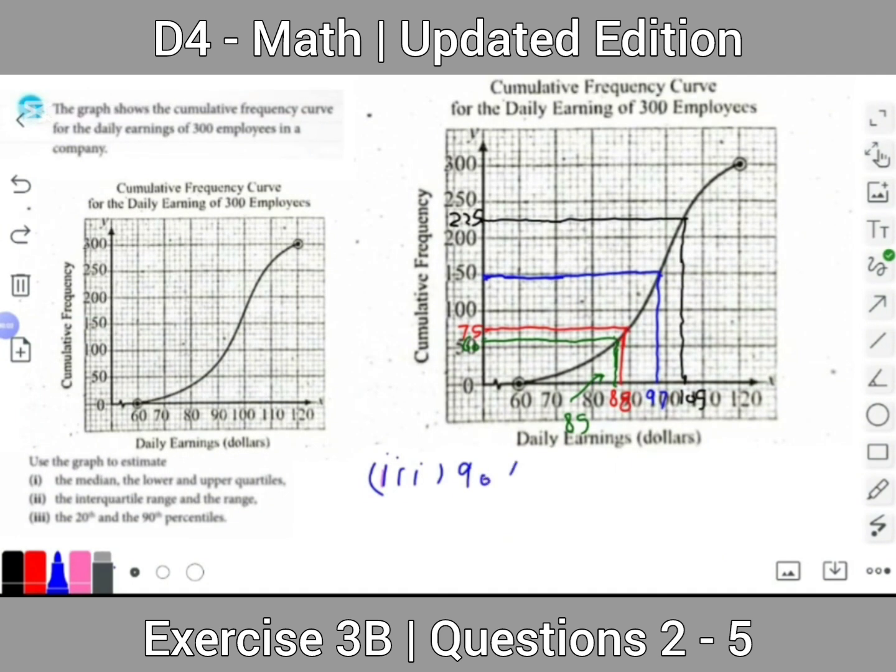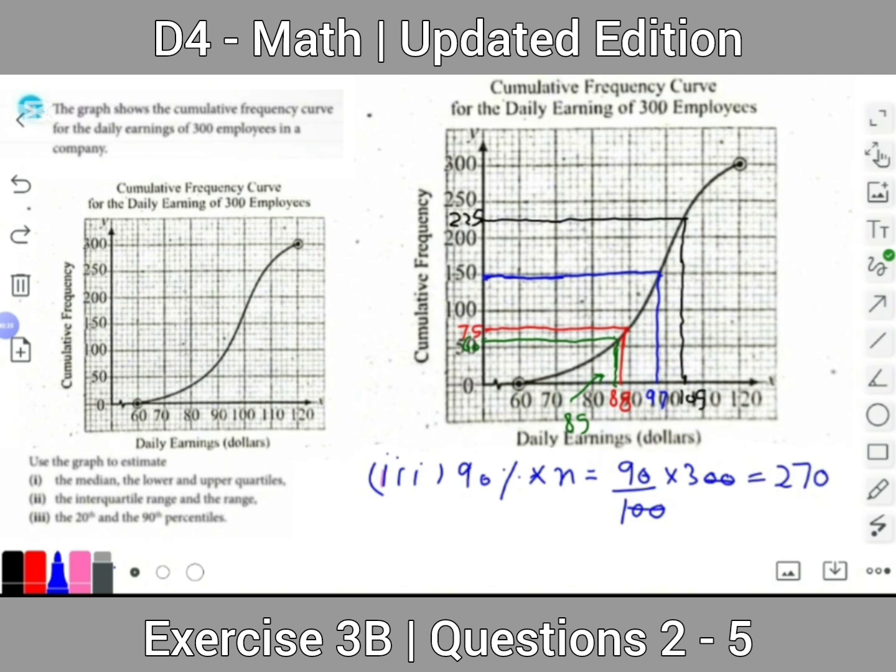The 90% of the total frequency is equal to 90 divided by 100 multiplied by n, which is 300. These two zeros cancel, so it will be equal to 270. So the 90% of the total frequency is equal to 270.